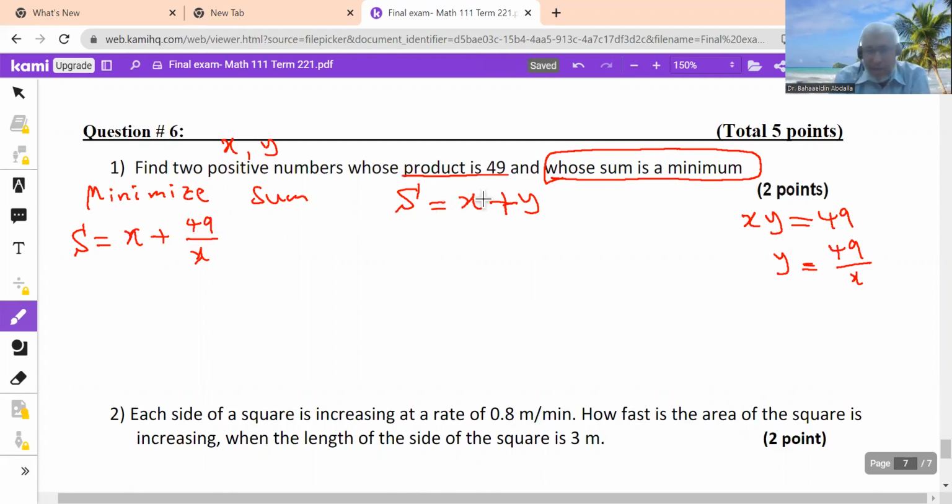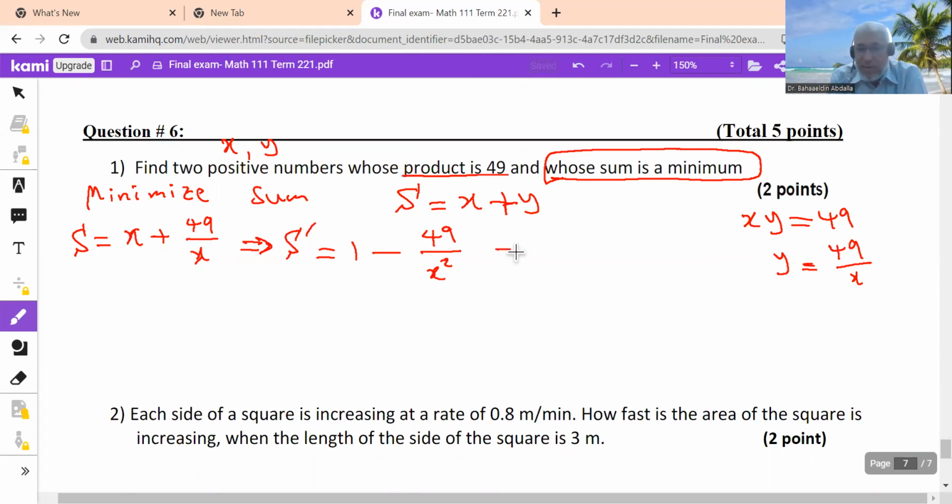I need to find its absolute minimum. So to find the absolute minimum, I need to find the local minimum first. So I need to find the derivative. The derivative of x is 1. What is the derivative of 49 over x? 49 is just a number, so I leave it. I find the derivative of 1 over x. The derivative of 1 over x is negative 1 over x squared. In fact, the derivative of 49 over x is negative 49 over x squared.